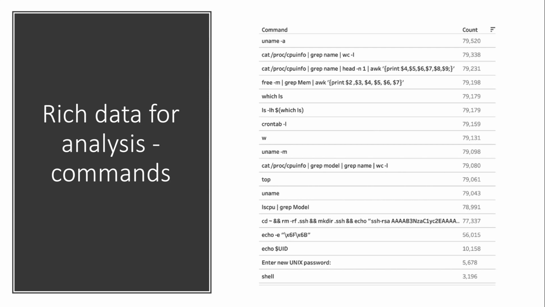And this marks the end of the data section and this presentation. So, we'll open it up for questions now.